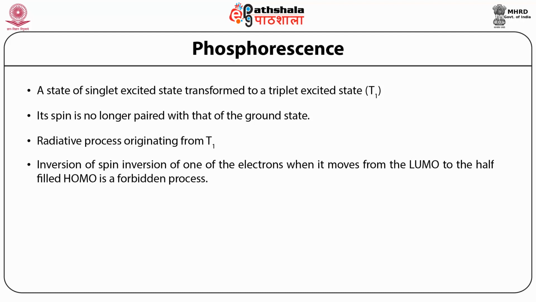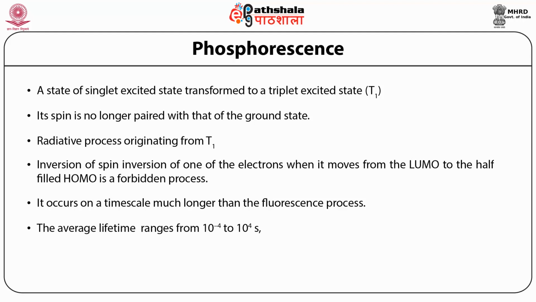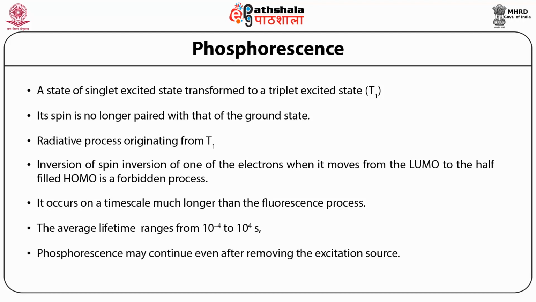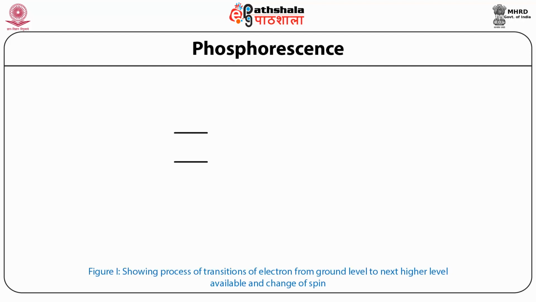This is according to Pauli's exclusion principle, according to which no two electrons can have the same spin in the same orbital. So according to this, an electron which has changed its spin cannot come to the ground state as such. It occurs on a time scale much longer than the fluorescence process, and the average lifetime ranges from 10 to the power minus 4 to 10 to the power 4 seconds. This process is called phosphorescence. Phosphorescence therefore continues even after removing the excitation source. This figure shows you the process of transition of electrons from ground level to the next higher level that is available, and change of spin.